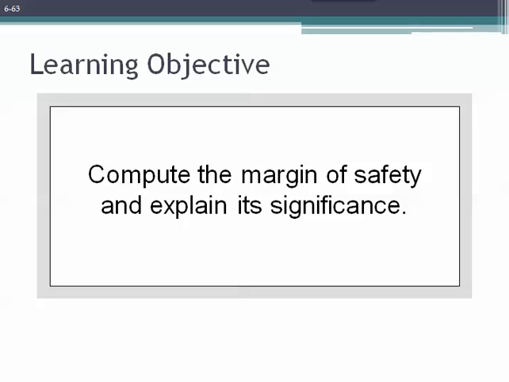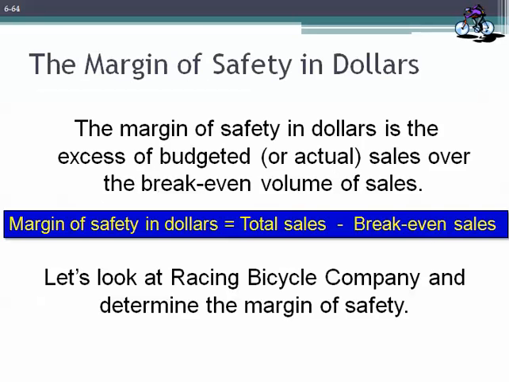For this learning objective, let's compute the margin of safety and explain its significance. The margin of safety can be calculated in terms of dollars or units. The margin of safety in dollars is simply the excess of budgeted or actual sales over our break-even level of sales. And we can express this in terms, again, of dollars or units. In dollars, we'll just take total sales minus break-even sales. In units, we'll take total unit sales that we currently have minus our break-even unit sales.